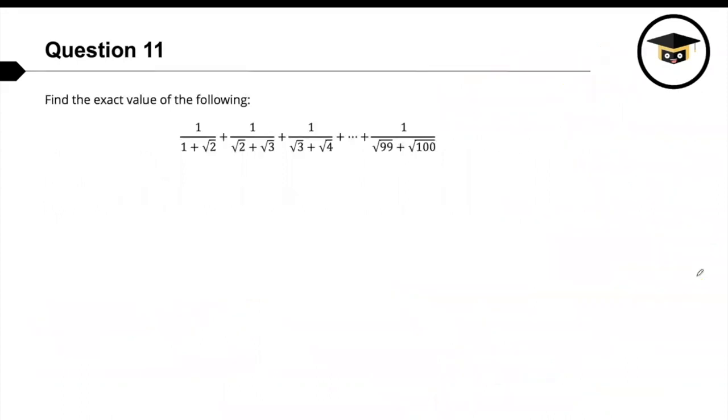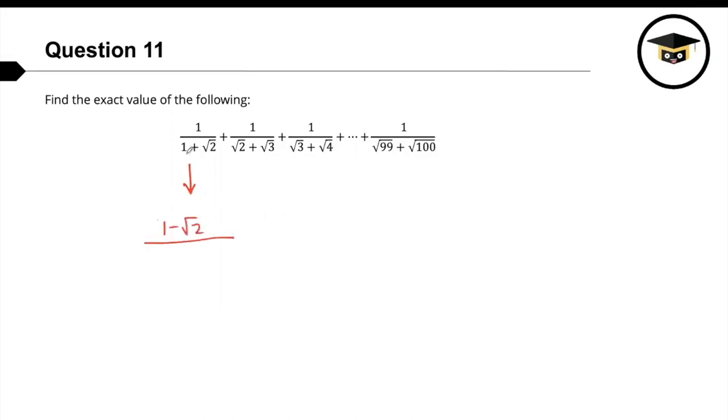And finally, the last question of the homework, find the exact value of the following. So this is quite a difficult question, and the way to go about this is to actually just rationalize each single fraction and then realize that there's a pattern going on. So let's first start with this one. If I rationalize the denominator of this first fraction, I'm going to be multiplying by the conjugate to the top and bottom, which is 1 minus root 2.